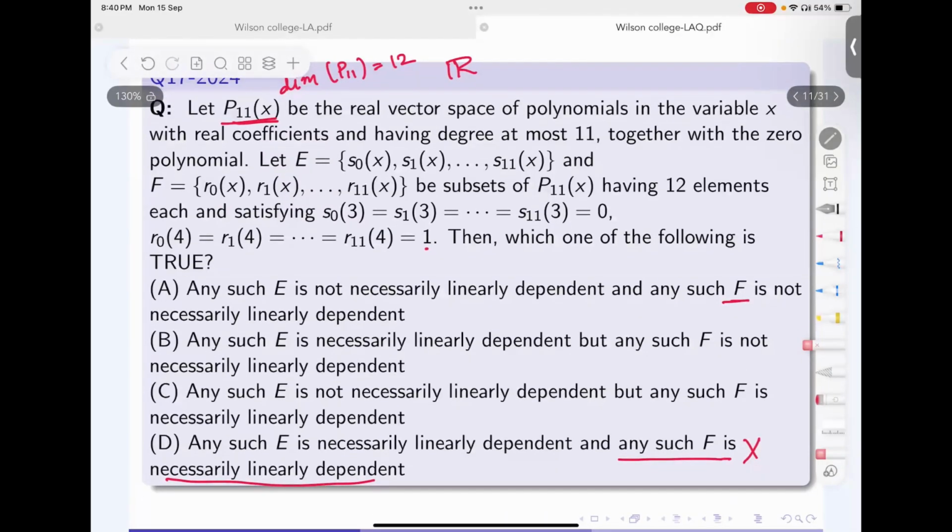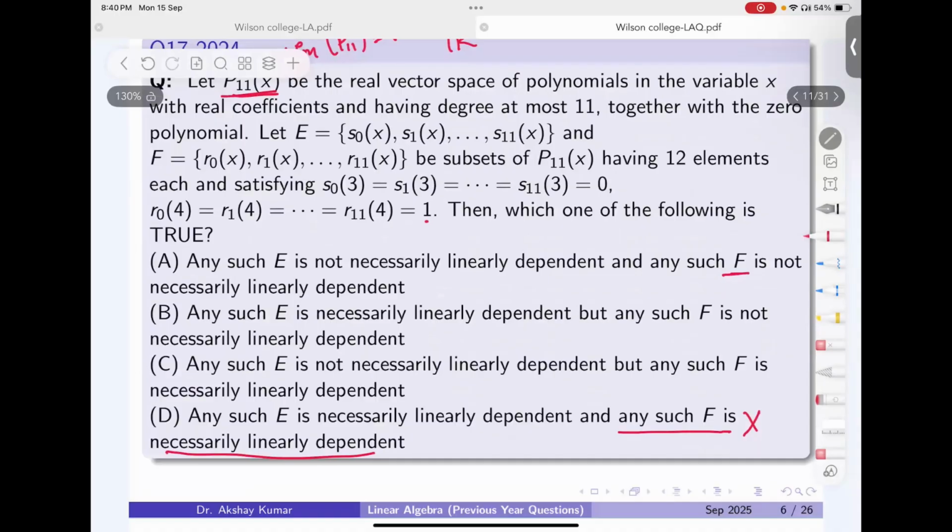So this statement says any such F is necessarily linearly dependent. Again, we cannot say anything about this. It may be linearly dependent, it may be linearly independent. So these two statements are correct: F is not necessarily dependent, and F is not necessarily independent. This part is correct, this part is correct.